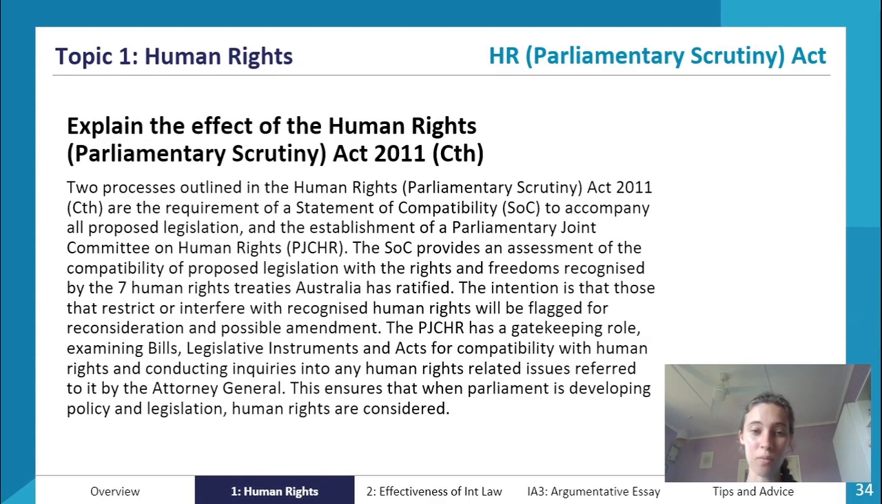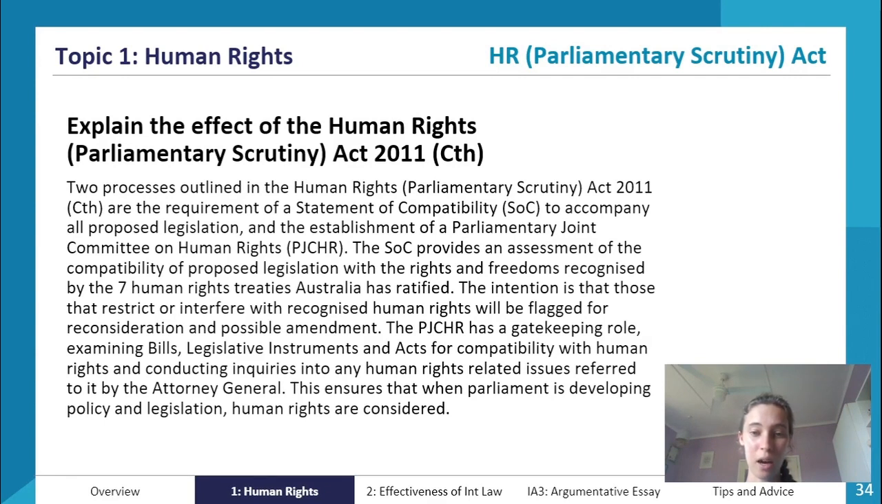So when something comes up, it needs to be in line with the human rights treaties that Australia has already ratified. So you need that statement of compatibility to sort of prove that, I suppose. And then that allows potential reconsideration and possible amendment of those things if they are found not to be compatible as well.